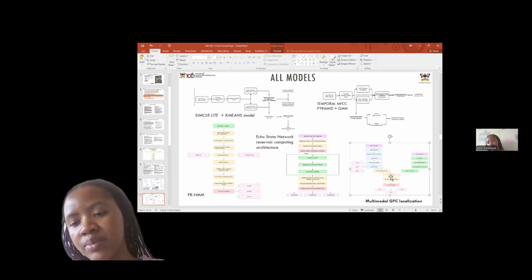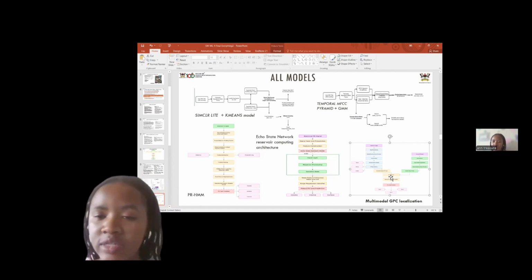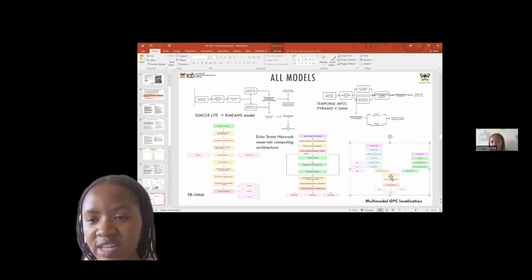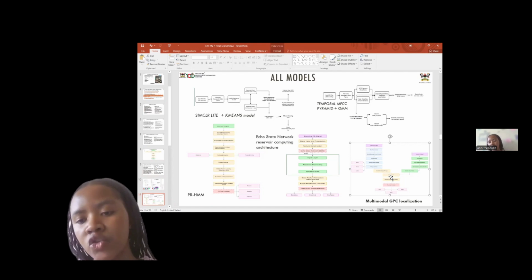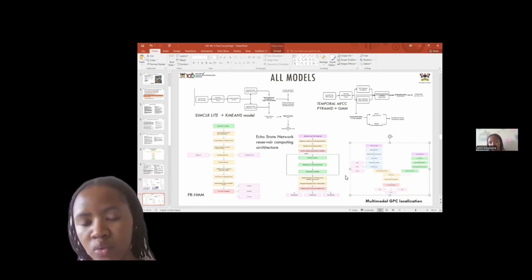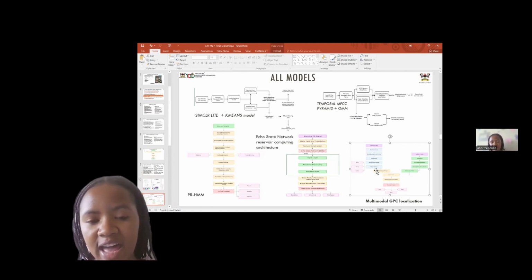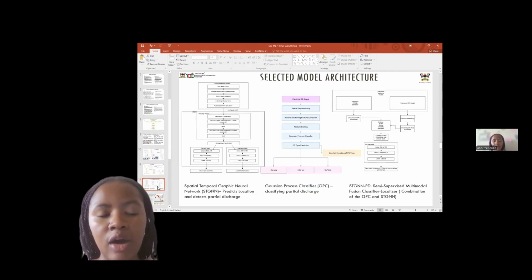So with the multimodal GPC localization, you see that it had different branches. We had the branch that took in the electrical signals that provided the different types of partial discharge, and the branch that took in the acoustic signals that provided the location of the partial discharge. So when these branches were combined into the fusion branch, we're able to tell the different types of partial discharge and the location of where the partial discharge took place. However, this model was a little unstable due to the difference in the domain, given that this is electrical and that is acoustic.